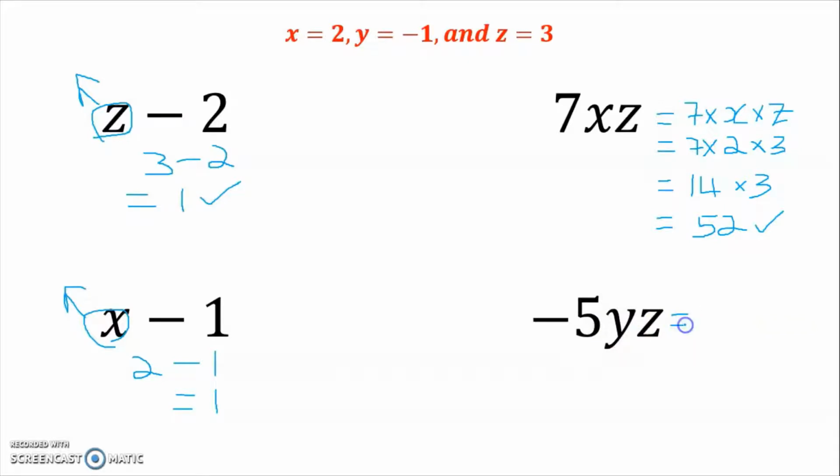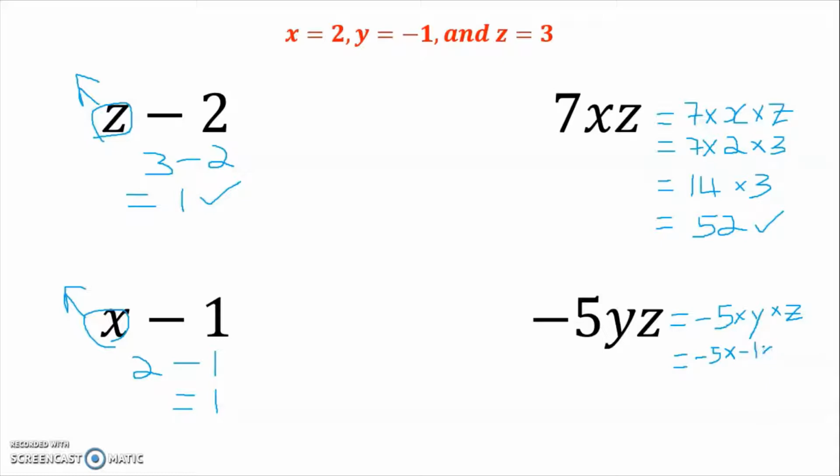That's the same as negative 5 times y, times y multiplied by z. Negative 5 times y multiplied by z. And y equals negative 1. So that's negative 5 multiplied by negative 1, because we have to remove y and introduce negative 1.